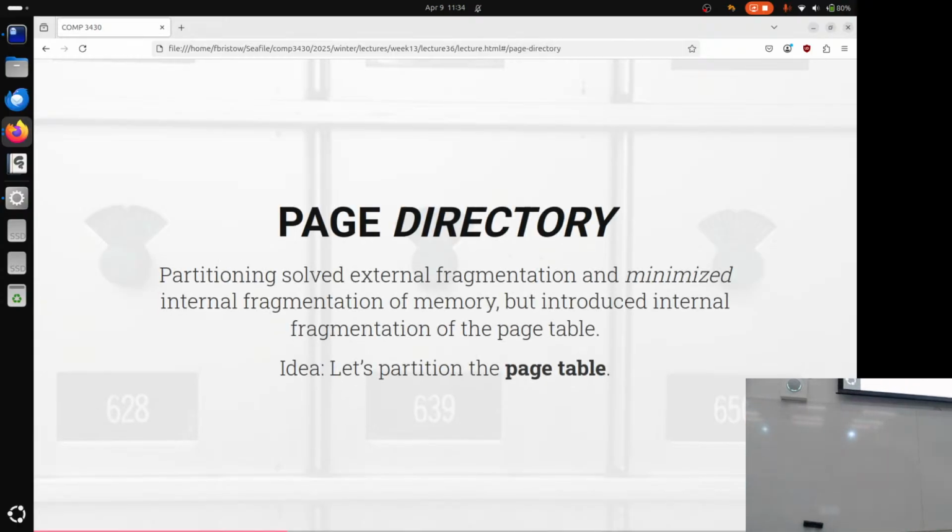Our approach now is going to be that if we were able to partition physical memory and solve external fragmentation and minimize internal fragmentation. If we have this giant page table that itself is internally fragmented, there's the code and heap section at the top and the stack at the very bottom, and everything in between in this virtual address space is not actually being used by anyone, then let's recursively apply this idea of partitioning and apply partitioning to the page table itself.